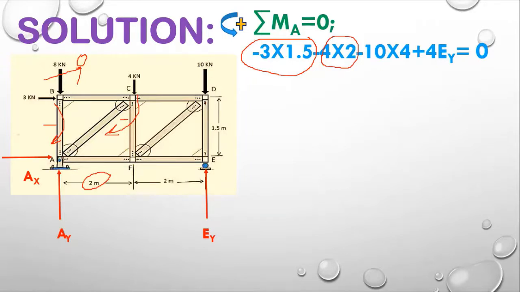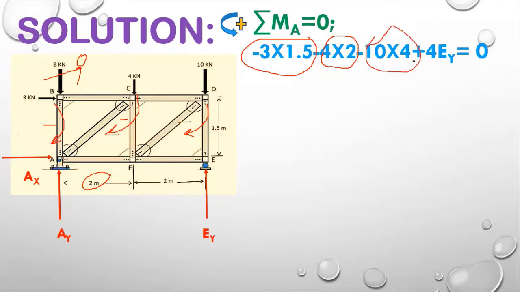Then there is the 10 kilonewton force, which is also acting perpendicular, and it should also be negative because its direction is clockwise and I have taken anti-clockwise as positive. So minus 10 kilonewton should be multiplied with the distance 4 meter, because the distance from A to E is 4 meters. So it has to cover a 4 meter distance. So it becomes minus 10 into 4.